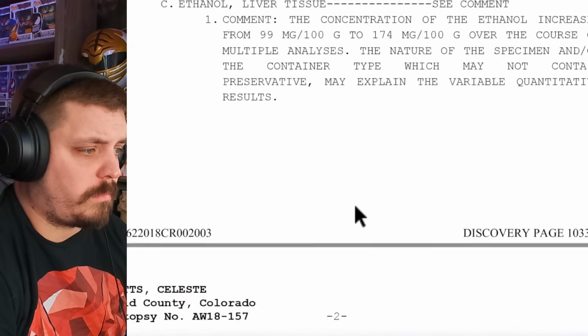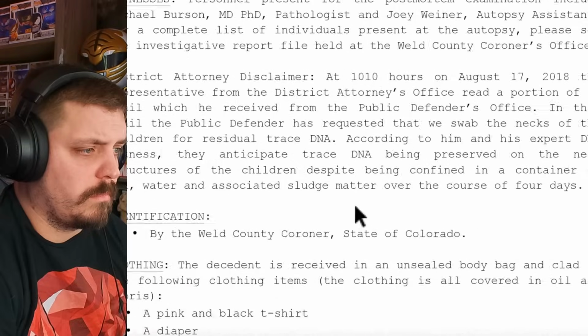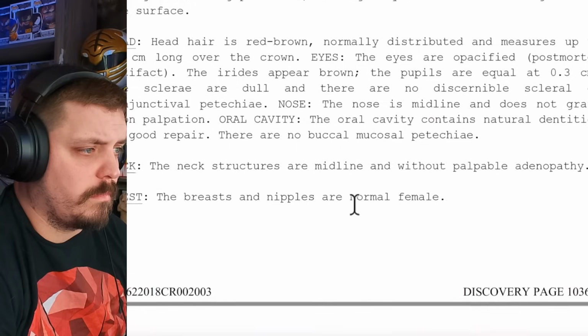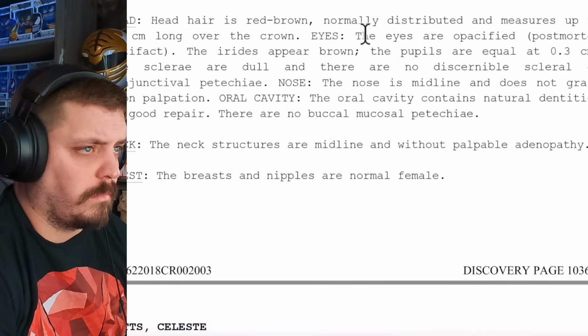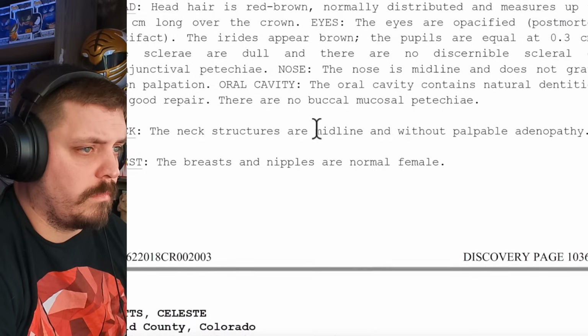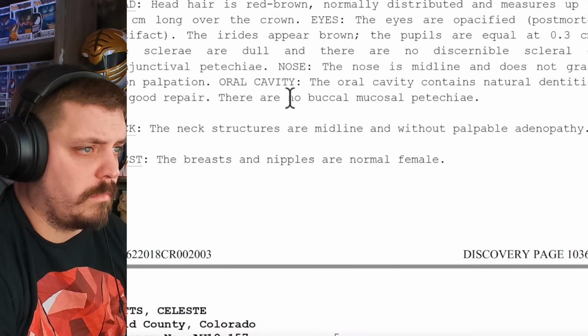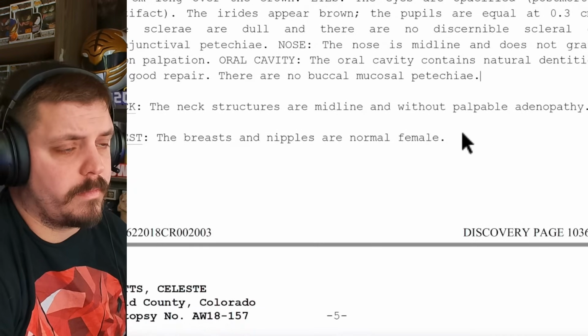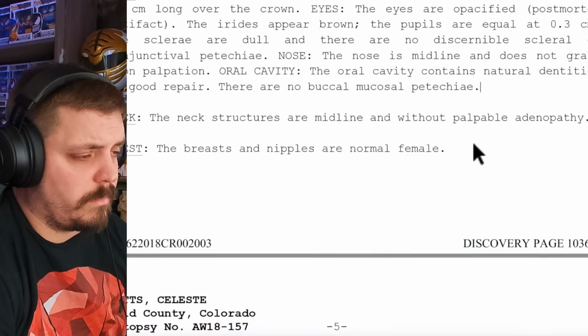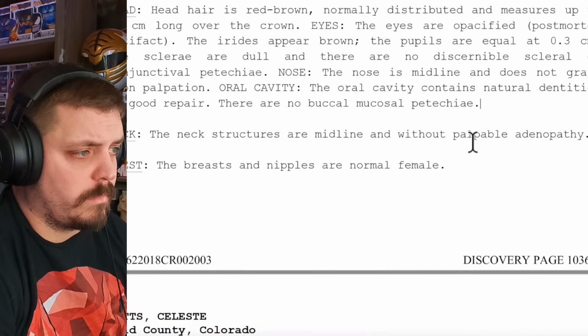Okay, so we'll go to Celeste's internal examination and external examination. So it's external examination first, and there's nothing remarkable here at all. So again, no discernible conjunctival petechiae. The nose does not grate, so her nose wasn't broken. The oral cavity wasn't damaged. So unlike Bella, who clearly showed defensive wounds due to fighting back, Cece did not. We could probably say that Bella's death was more violent, more difficult to achieve than Cece's.